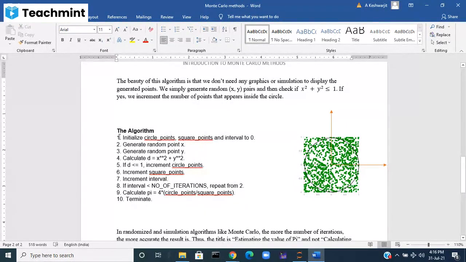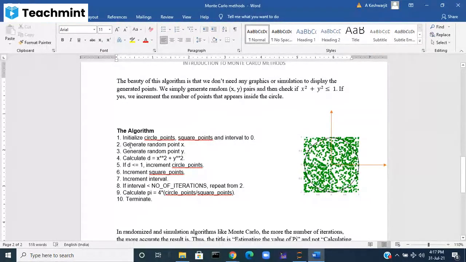First we will define 3 variables. What are those variables? Circle points, this will count the number of points which lie inside the circle. Square points, it will count the number of points that lie inside the square. And interval, which counts the pairs of random numbers generated. Initially, at the very beginning of the program, set the number of points in the circle to 0, number of points in the square to 0, and set the interval to 0.